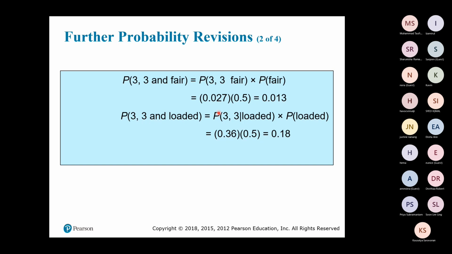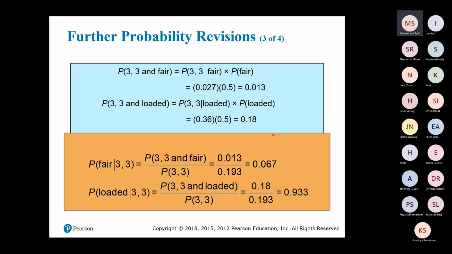maka kita akan dapat 0.013. Okey. Dan sama juga untuk dadu yang diubah suai, kita darabkan kemungkinan untuk dapat 2 nombor 3 dalam 2 balingan, 0.36, dengan kemungkinan untuk kita pilih dadu yang diubah suai daripada 2 dadu, which is 0.5. Jadi kita darabkan 0.36 darab 0.5 dapat 0.18. Okey.